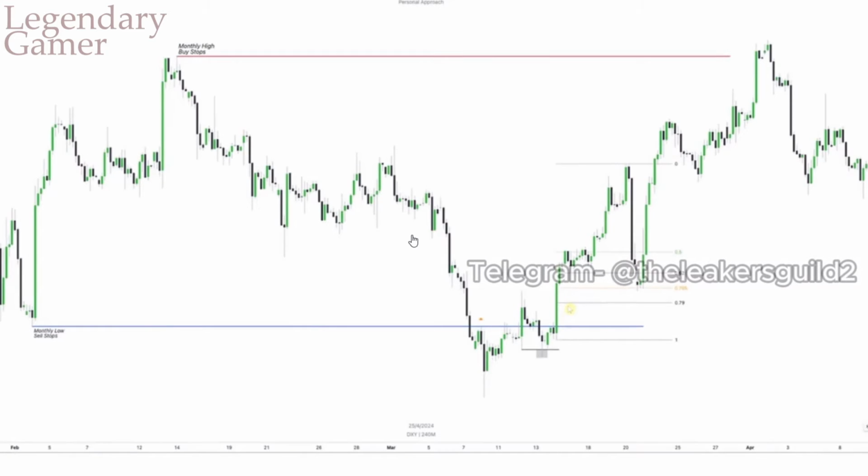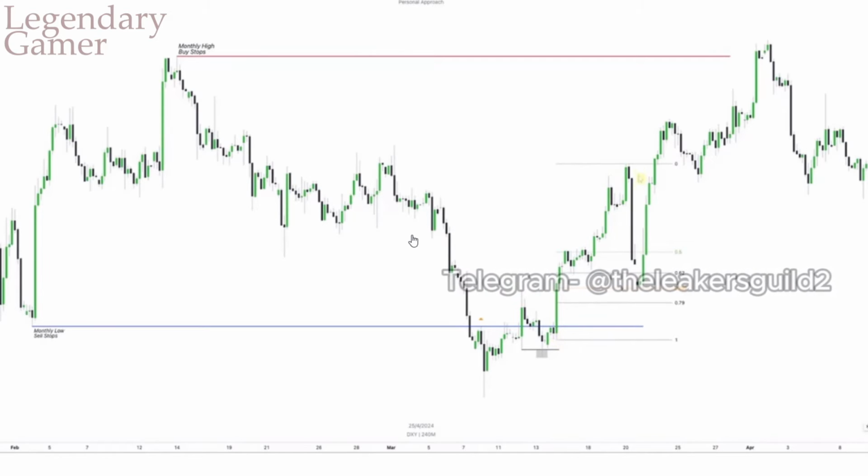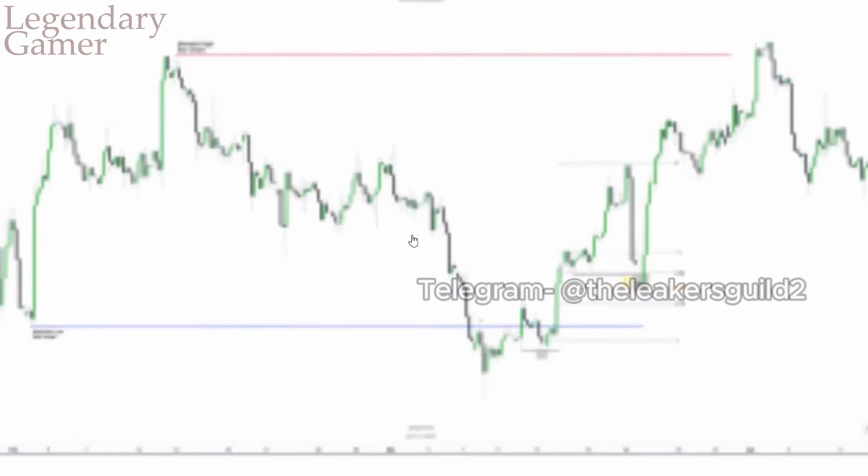So what does this look like? If after we had the purge, we have a new range formed as well, right? So we can put our Fibonacci on here, and we're going to be looking for the 50 to 62% retracement level where we can take entry from.